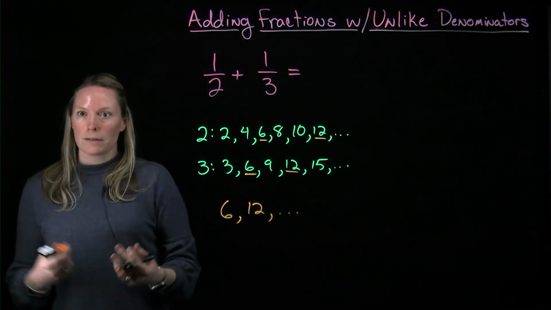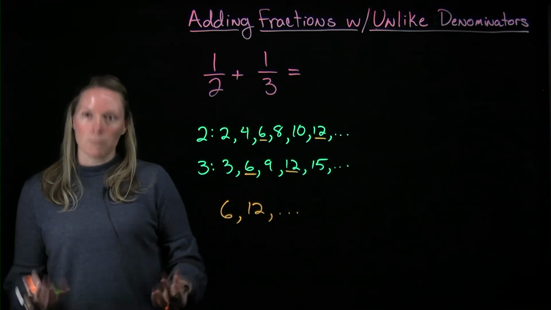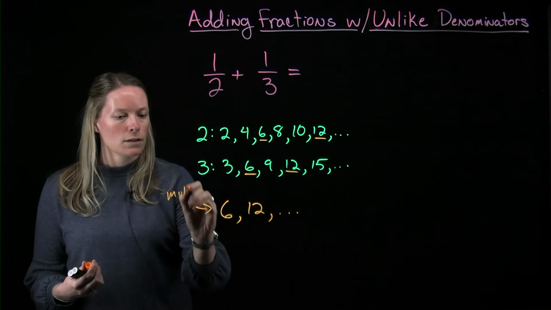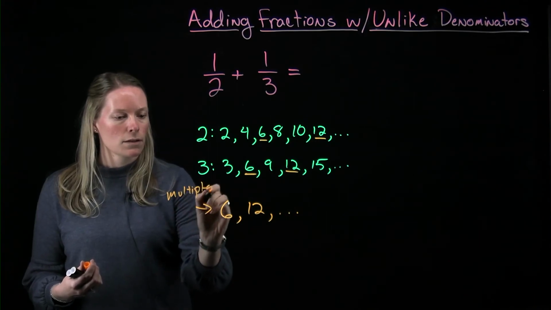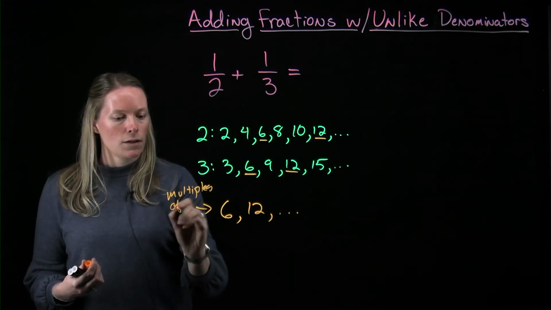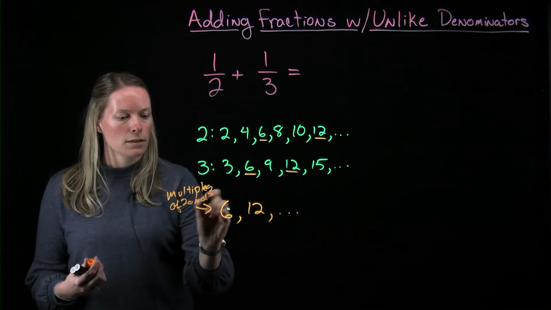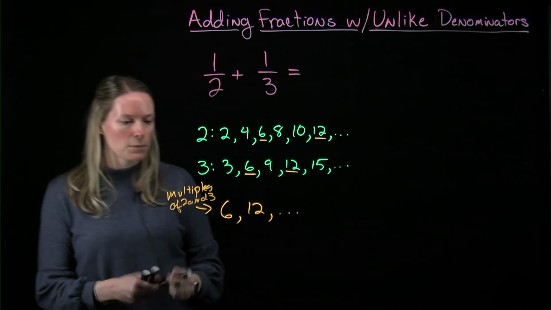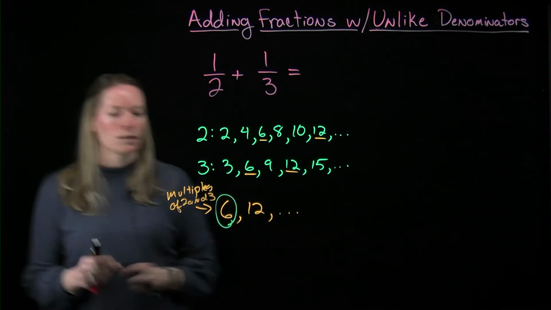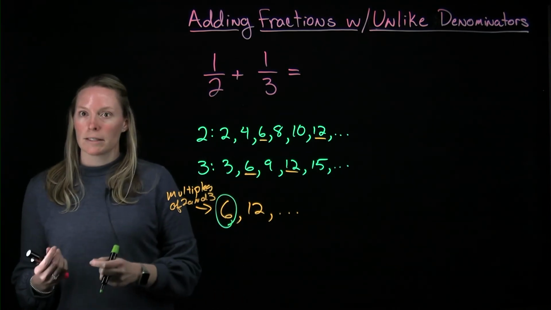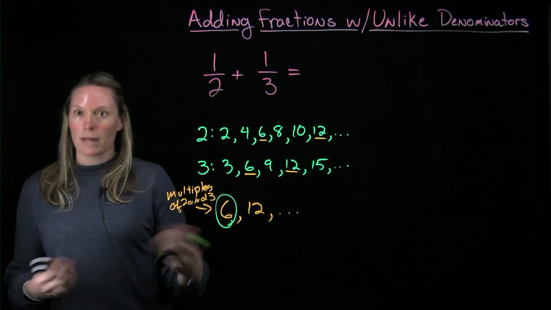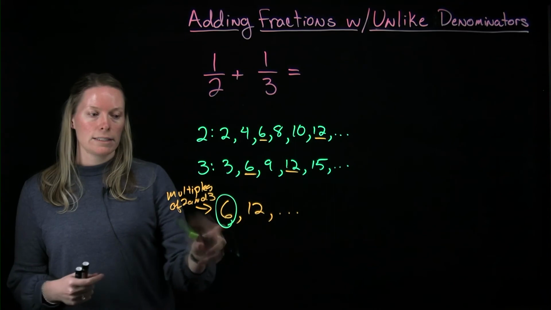Now we just need to ask ourselves which one is the least common multiple. So remember, these right here are multiples of 2 and 3, and we're looking for the least common multiple. Well, the least common multiple would be the smallest value that we see in this list. So I now know that my least common multiple, which would make a great common denominator, is 6.